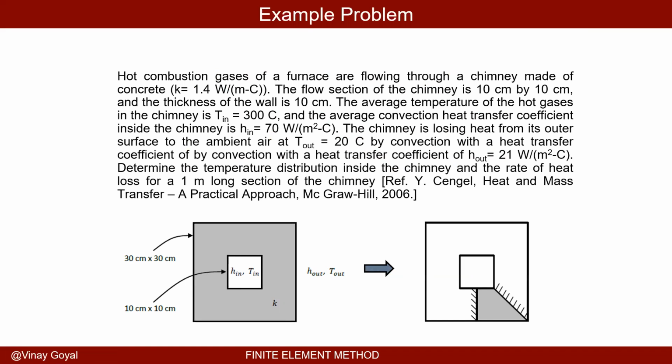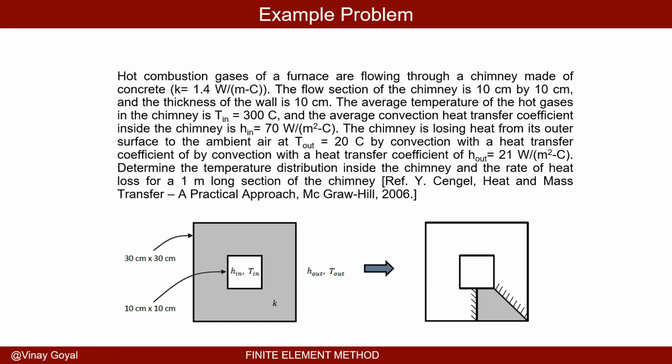In this example, we have hot combustion gases of a furnace which are flowing through this chimney. So this is a hole, and that's where the hole of the chimney is. That's a wall. And what we're saying is that this chimney is made of concrete, which has this conductivity. The flow section of the chimney is 10 by 10. So this is 10 by 10. And the thickness of the wall is 10 centimeters. The average temperature of the hot gases inside the chimney is 300 degrees C. And the average convection heat transfer coefficient inside the chimney is 70 watts per meter squared degrees centigrade.